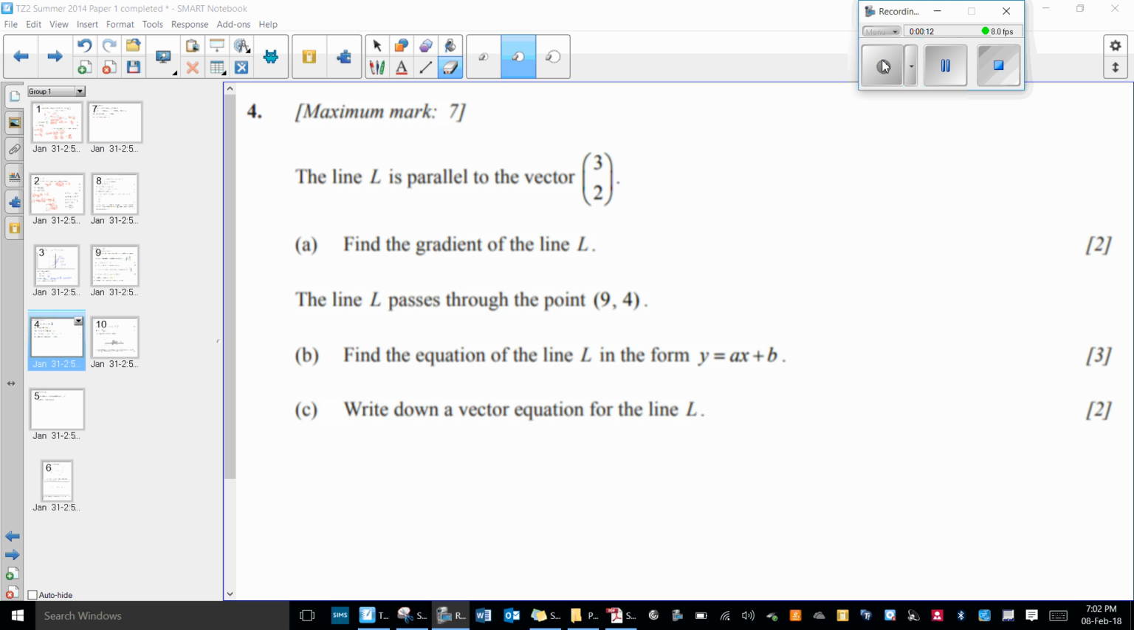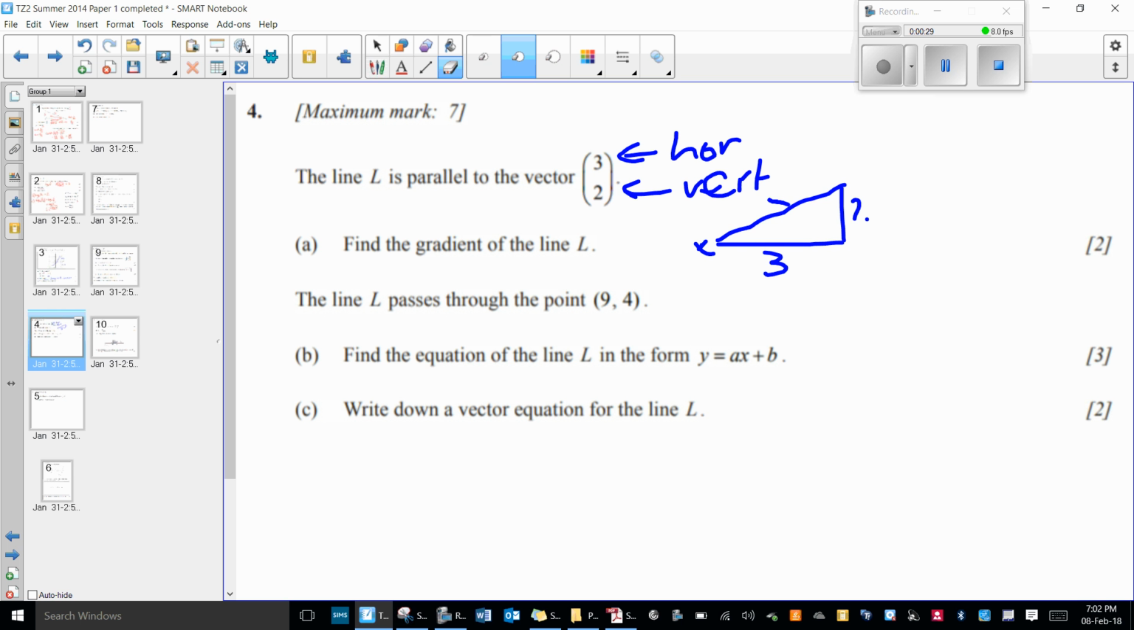Alright, so the vector (3, 2), remember the top number tells you horizontal movement, the bottom number tells you vertical. So this means that if we started here, we've gone across 3 and up 2, and that would be our vector we're interested in there. If something's parallel to that vector, it must have the same gradient of rise over run. So our rise is 2, and our run is 3. So the gradient is 2 over 3.